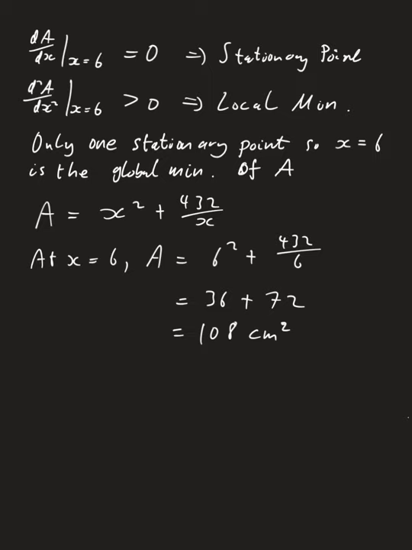So there are two examples of writing down a formula for one quantity in terms of another, and then minimizing one of those quantities by finding a stationary point and applying the second derivative test.